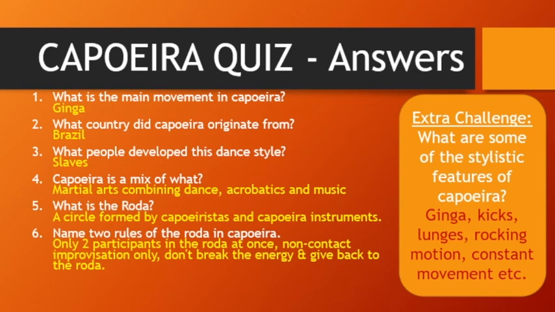The extra challenge question. What are some of the stylistic features of capoeira? So this includes the ginga, kicks, lunges, rocking motion, the constant movement. There are lots of different answers. So make sure you go back and check if you've got a different answer on there. And tot up how many questions you got right.